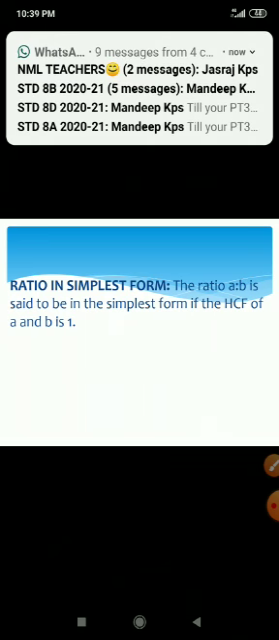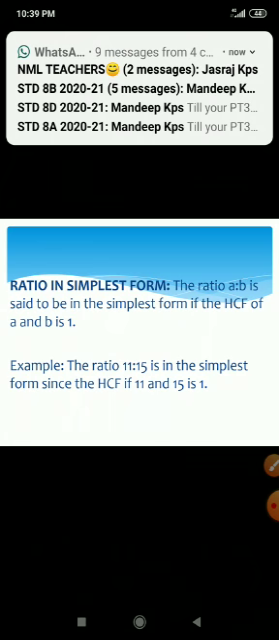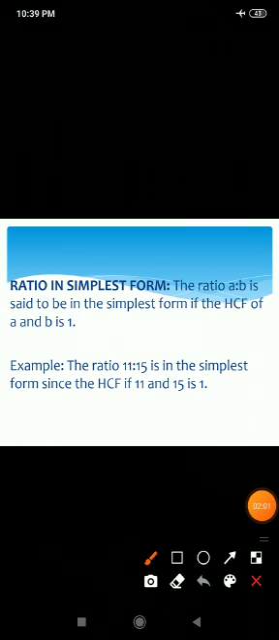Now, ratio in simplest form. We can say the ratio is in simplest form when the HCF of a and b is 1. So the ratio is in simplest form when a is to b has the common factor only 1. Here I have taken one example, 11 is to 15. You can see there is no common factor other than 1, so we can say it is in simplest form.